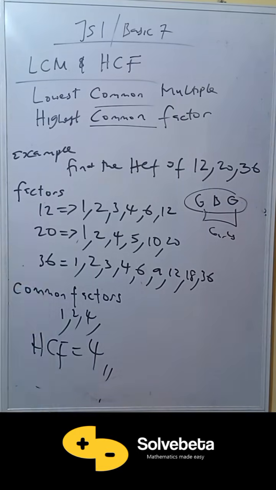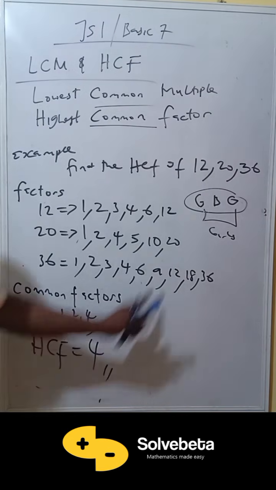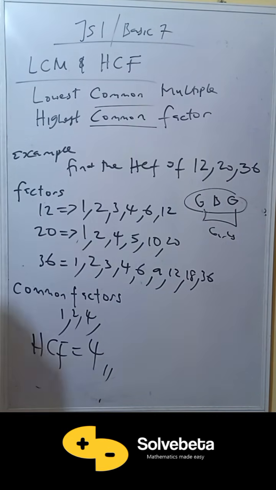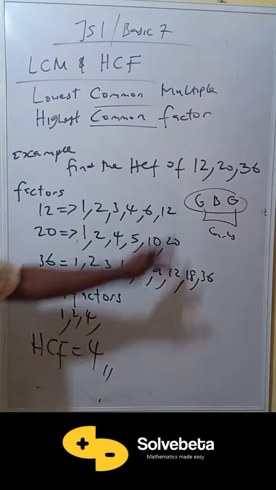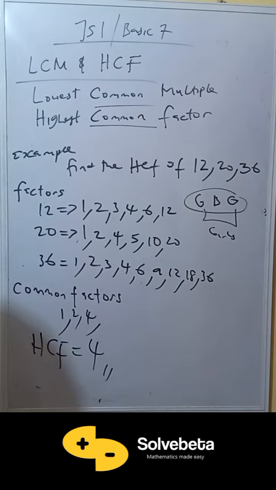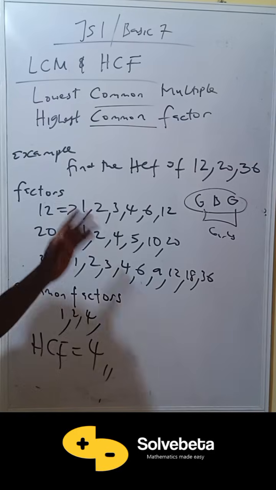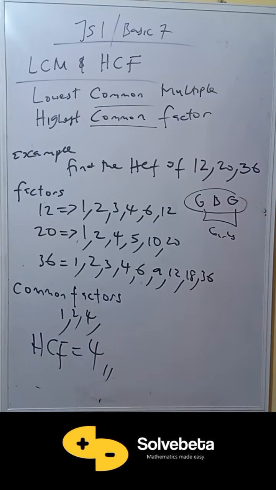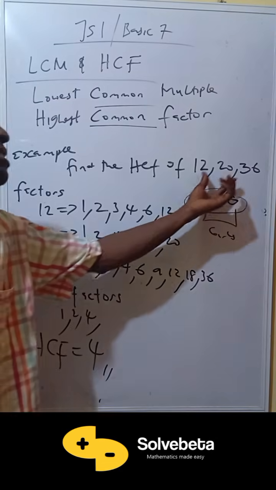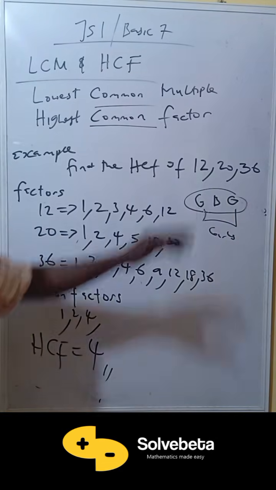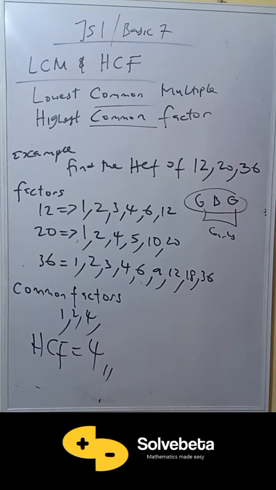4. Now what does this imply? This implies that 4 is the biggest number that can divide these 3 without what? A remainder. There's no number bigger than 4 that can divide these 3 without a remainder. That's the implication of the greatest common factor, the highest common factor. No number bigger than 4 can divide these 3. You can try it. That's what mathematics does for you.